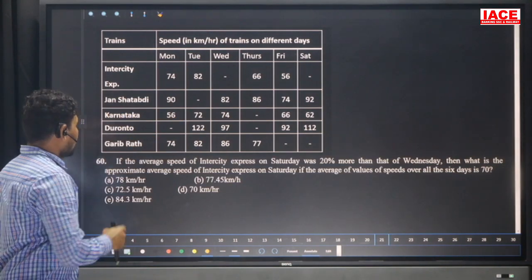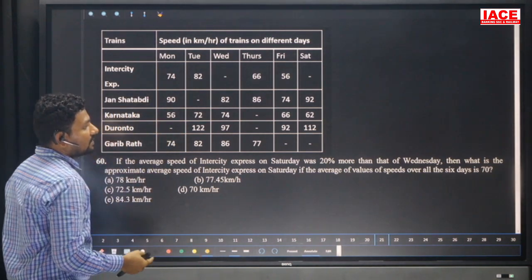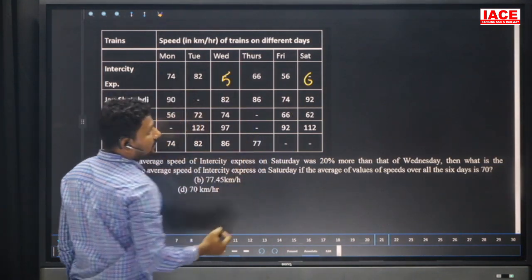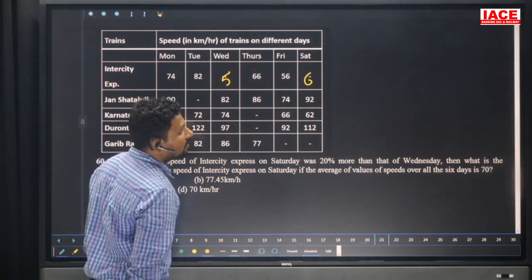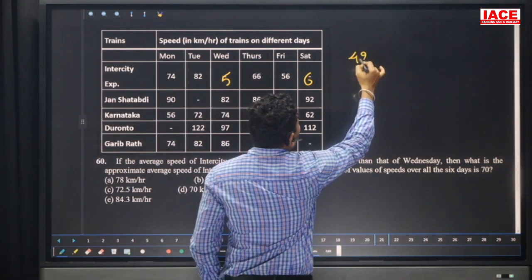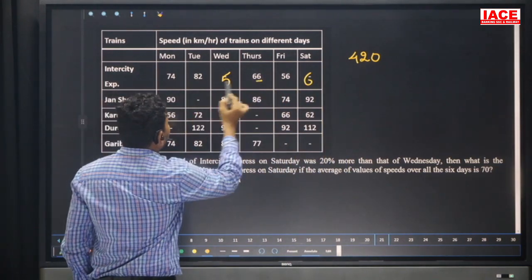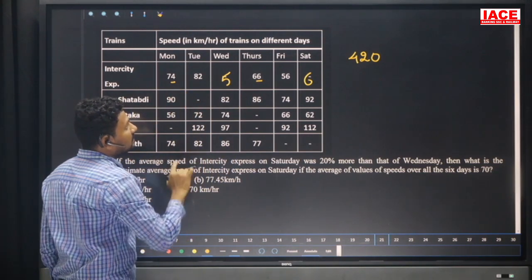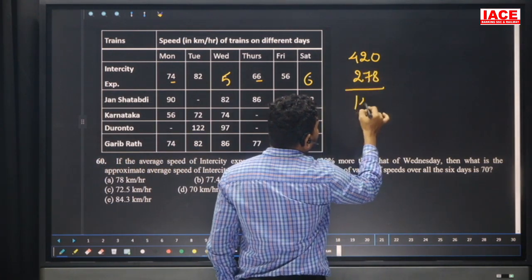Question number 16. If the average speed of an intercity express on Saturday was 20% more than that of Wednesday, then that means here 6 parts and here 5 parts. Then what is the approximate average speed of the intercity express on Saturday if the average of all the speeds overall is 70? Then 6 7s are 42, so 420. From 420 we should remove the remaining values and share the rest between 5 and 6. 70 plus 70 is 140, 140 plus 82 is 222, 222 plus 56 is 278, and 278 removed from 420 is 142.